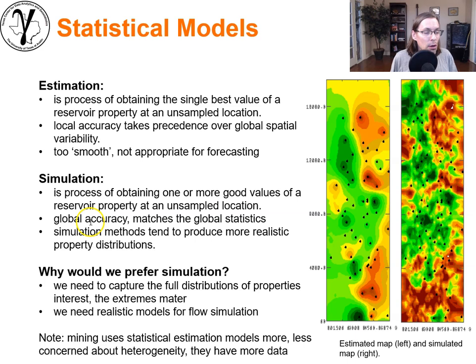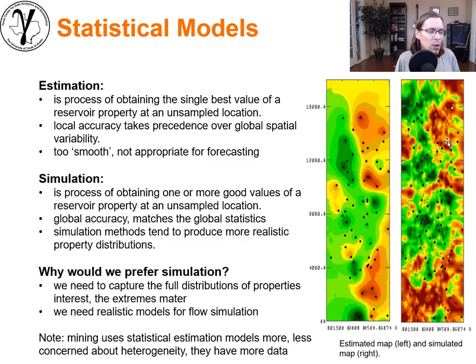Now, global accuracy and matching the global statistics is the most important thing, because then we'll say, okay, now we will get realistic forecasts with this model because it honors the global statistics. But since we only have good estimates at each location, not the best ones, we now have to work with multiple models to represent the full space of uncertainty away from the data locations.